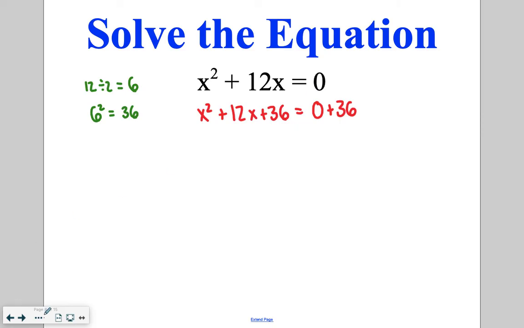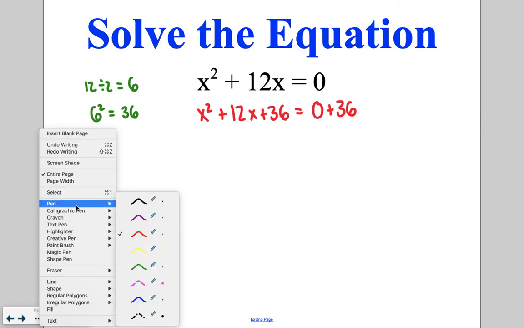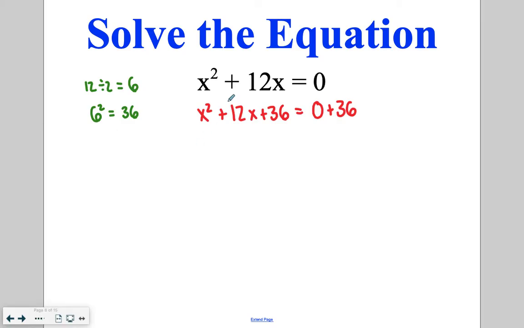Now we're going to factor and simplify this expression. Because it is a perfect square trinomial, you can break it down into x plus 6. We have a plus, so it's a plus, and we have that half value, so that's 6. And then simplify 0 plus 36, which is 36.